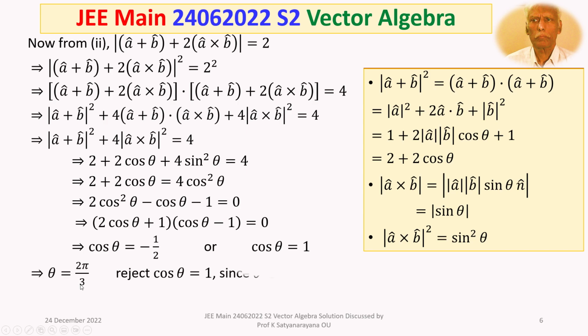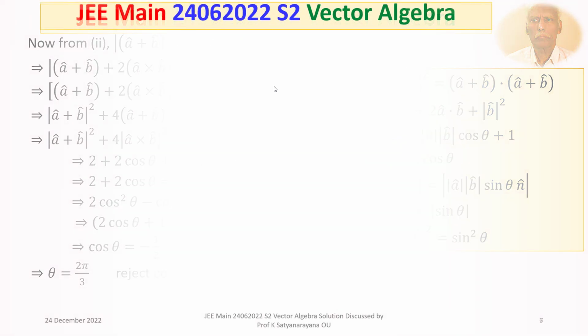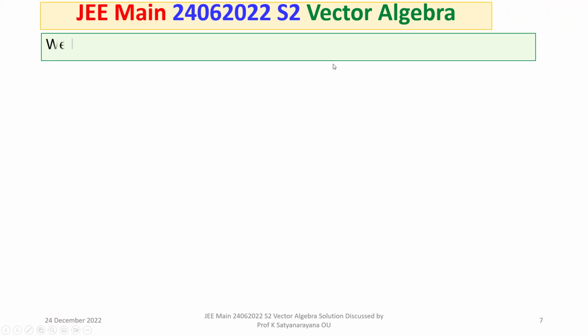So theta is 2 pi by 3, and we reject cos theta equal to 1 because theta belongs to the open interval 0 to pi. Cos theta is 1 when theta is equal to 0, but that is not in the open interval. Therefore there is no theta for which cos theta is equal to 1, and we reject it. So theta is equal to 2 pi by 3. That is what we wanted. Now we are ready to go into statement 1 and statement 2 in the next slide.